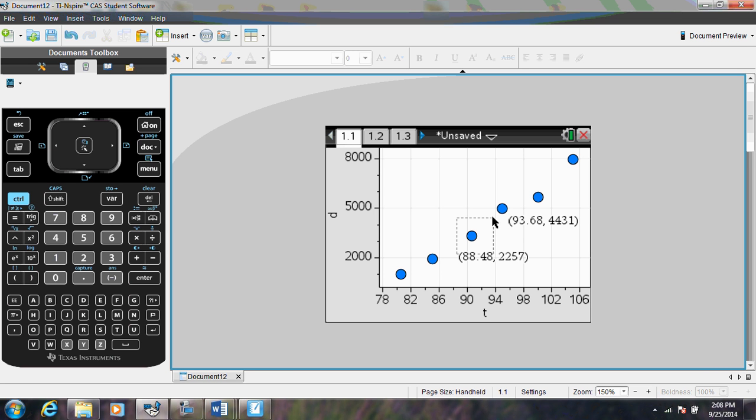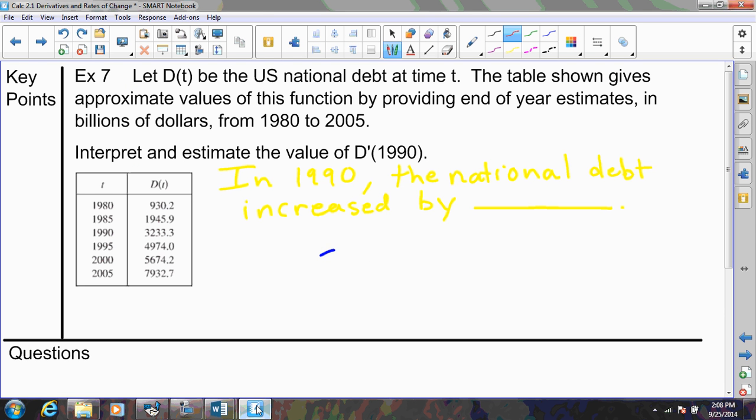This is one where we can see we have 44, 31, 22, 57. Well, 44, 31 up to 22, 57, we could come right around here and say that's a rise of about 4,200. Keep that in mind. The rise is 4,200. Our run is going from 88 to 93. That's a 5-year run. So we are taking an estimate where the rise was 4,200 and the run was 5 years. That's giving us a total of 840.